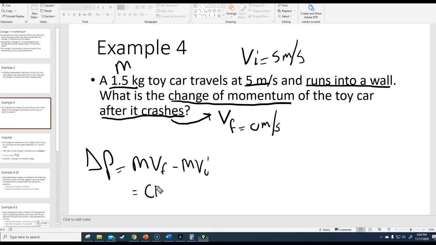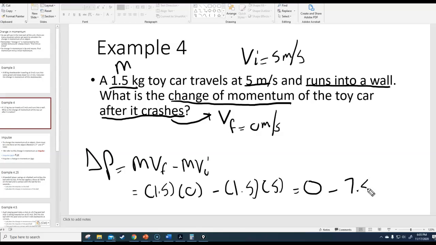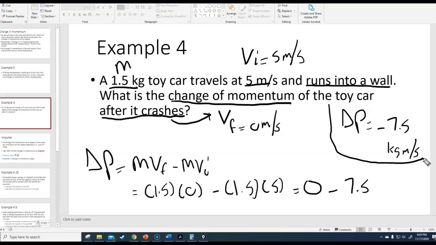I know the mass is 1.5, v final is 0, minus the mass, which is 1.5, times v initial, which is 5. And if I simplify that out, 1.5 times 0 is 0, minus 1.5 times 5, which is 7.5. And so I find that the change in momentum of the toy car is negative 7.5 kilogram meters per second. And the unit for change in momentum is kilogram meters per second. Okay, so that is example 4.